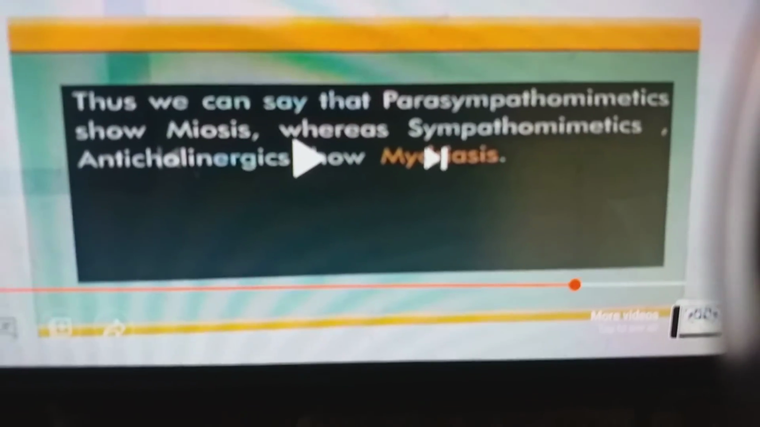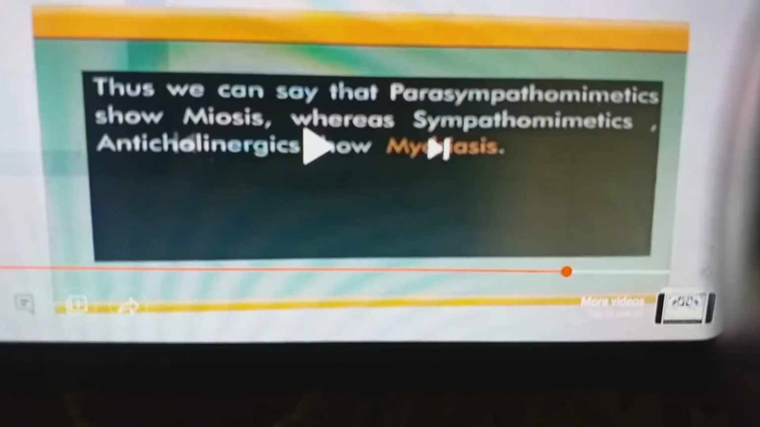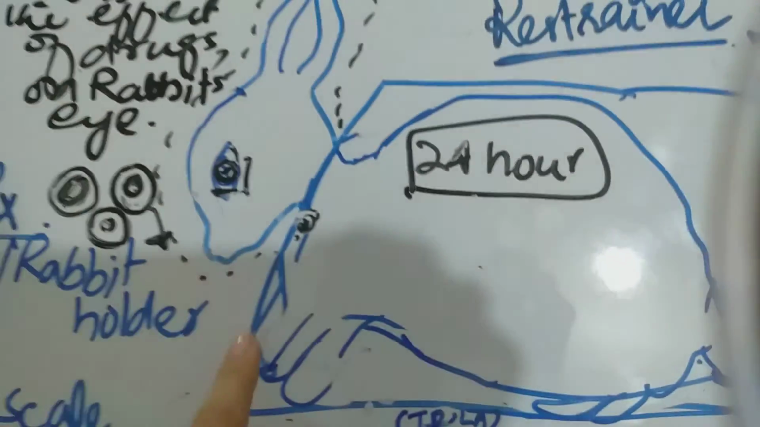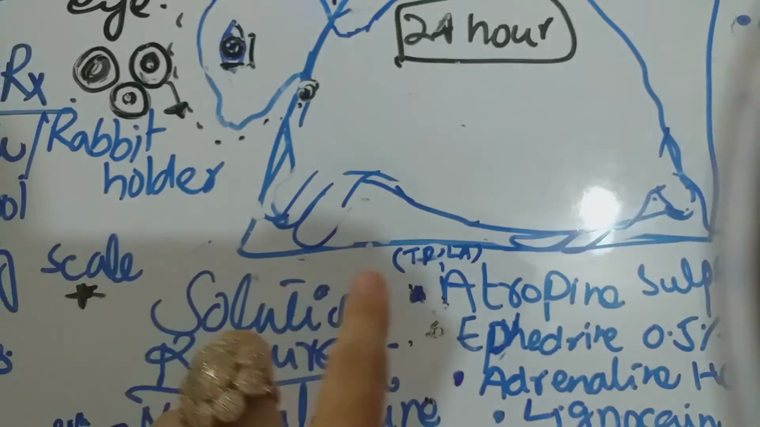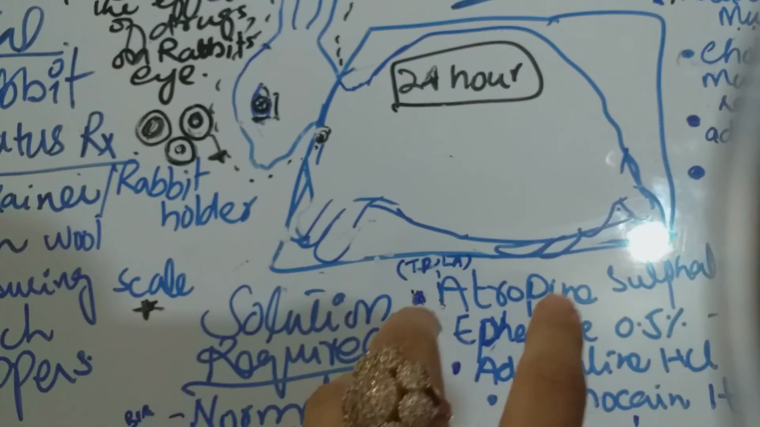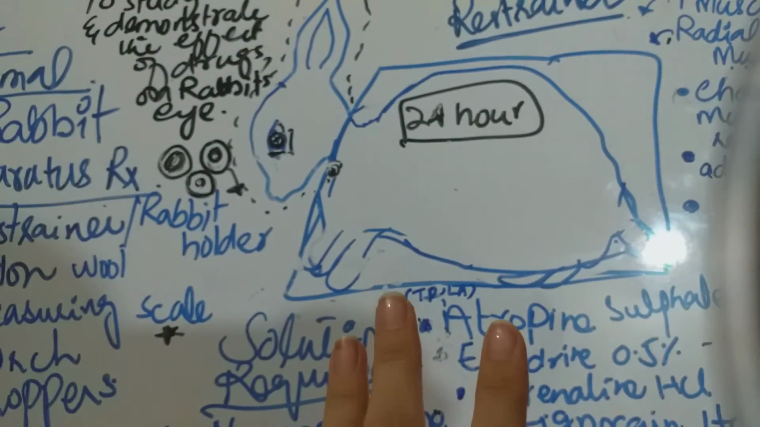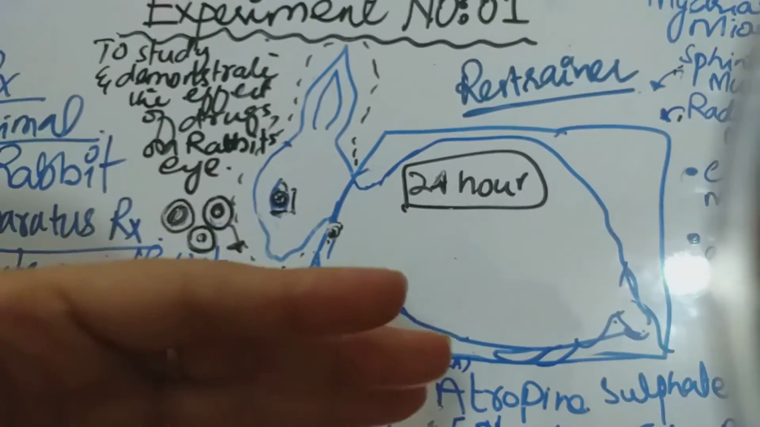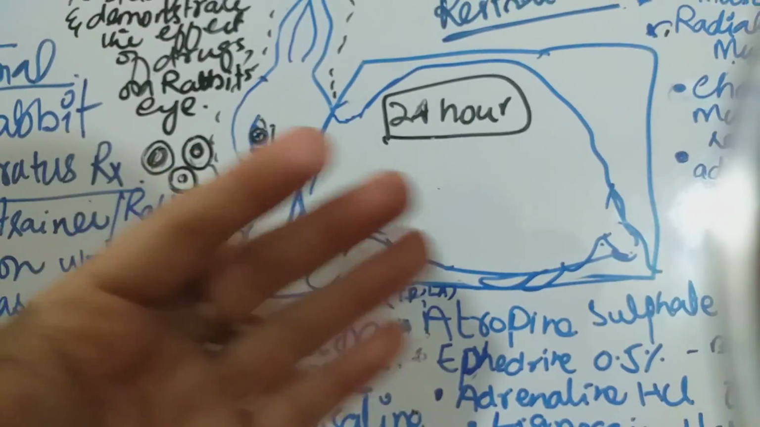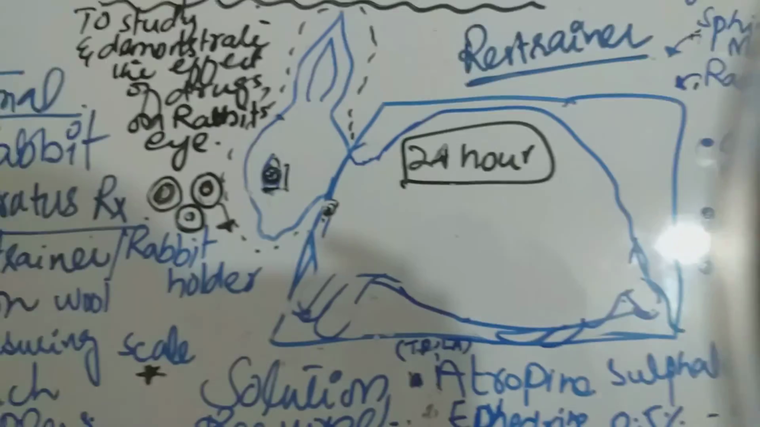So this was about the live experiment number 1, in which we have discussed the different effects of the drugs on the rabbit's eye, and we have evaluated the procedure as well as the result in this experiment. Thank you so much.